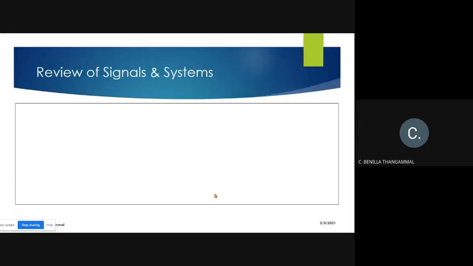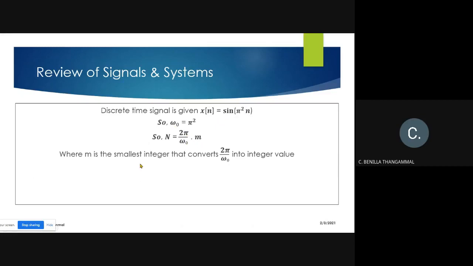So how to find the fundamental period? Here they have given your x of n as sine pi square n. So in the trigonometric function, you know it very well. How will we be mentioning our trigonometric function? Sine omega naught n or cos omega naught n or tan omega naught n. So if it's so, what's your omega naught here? Pi square. So the fundamental period is nothing but 2 pi by omega naught into m. So this is your formula where m is nothing but the smallest integer which we use to convert this 2 pi by omega naught into an integer value here. Right, so here replace your omega naught as pi square.